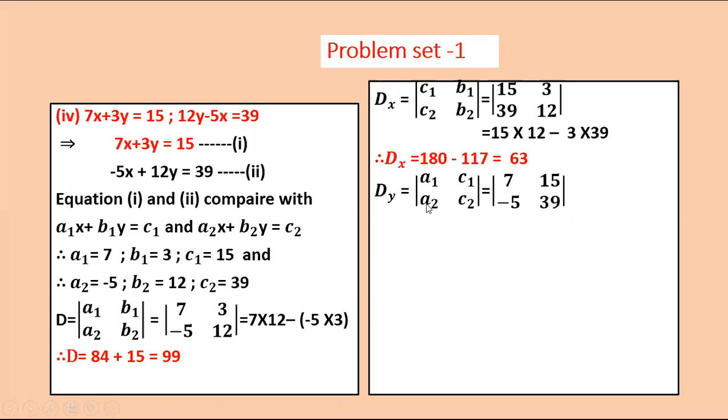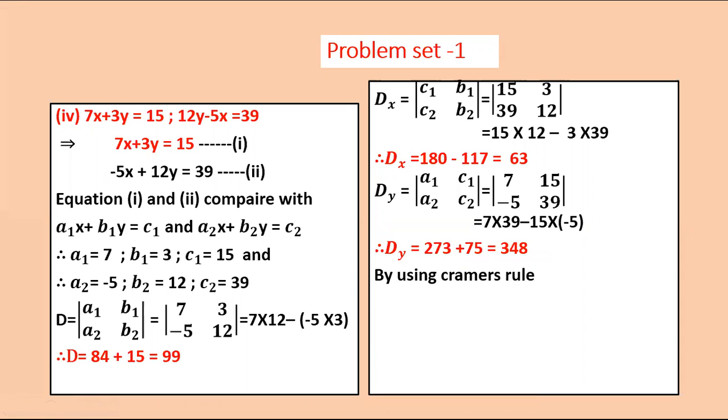And Dy is equal to, in determinant, a1, a2, c1, c2, its value 7, minus 5, 15, 39. To find the value of the determinant, 7 multiply 39 minus 15 multiply minus 5. Then we get 7 multiply 39 is 273, plus, since minus minus is a plus, 15 fives are 75. Sum of these two numbers is 348. Therefore, Dy is equal to 348.